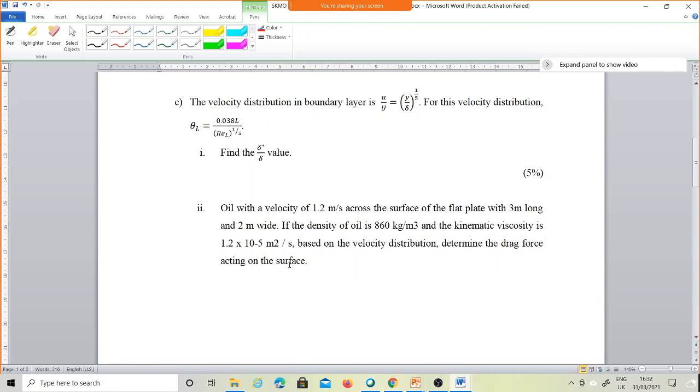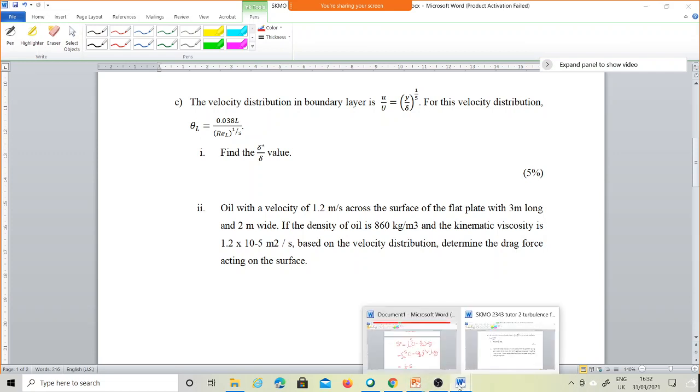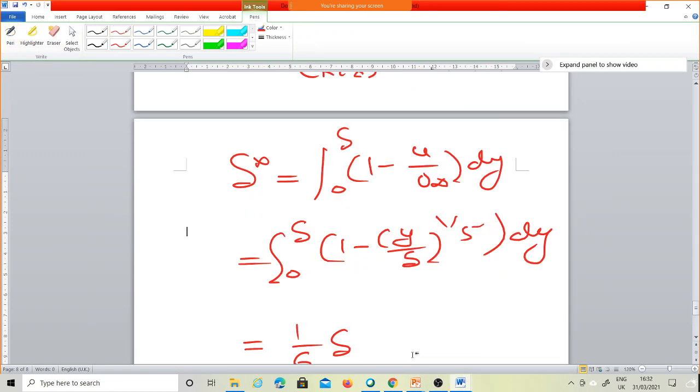So how to calculate? Again, remember what things are given. Cross-sectional area is given. Velocity is given, and then we have the length given, width given, the density also given, viscosity also given. You have to find out the drag. It doesn't matter whether you have oil or any different type of liquid. So you need to calculate the drag force.